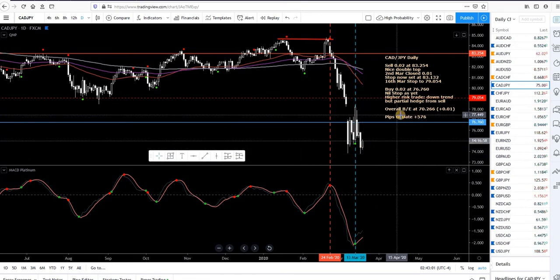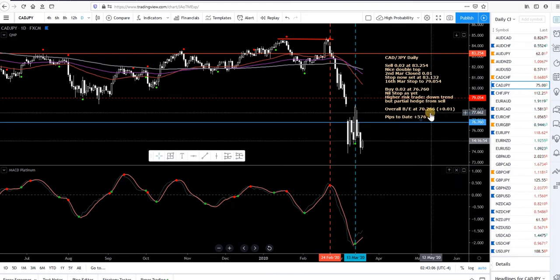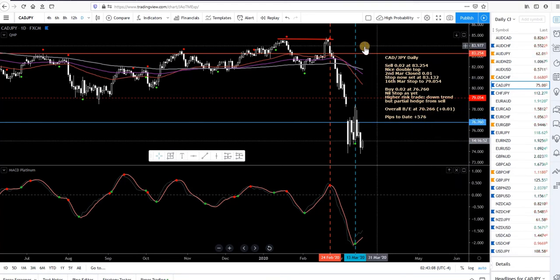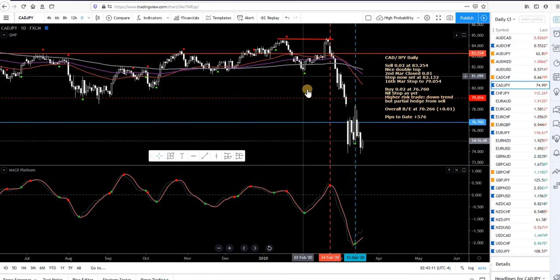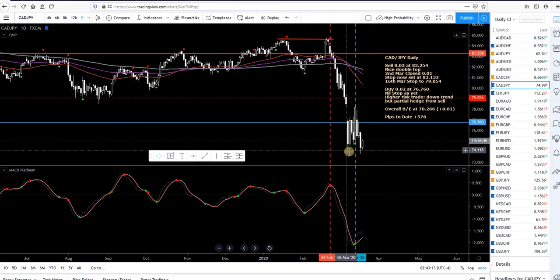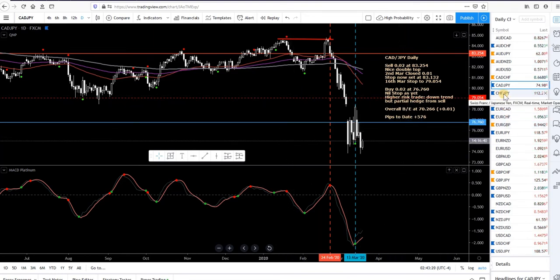In the meantime, overall break even is well below. It's down at 70.266. So if I close both these trades now, even though there's buys on a loss, there'd be more than enough profit in this sell to cover the loss on the buy and give me an overall profit. So that's the CAD yen, nothing to get too concerned about. So I've got a partial hedge there.